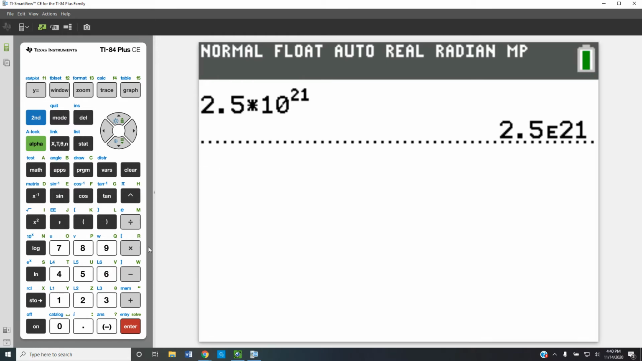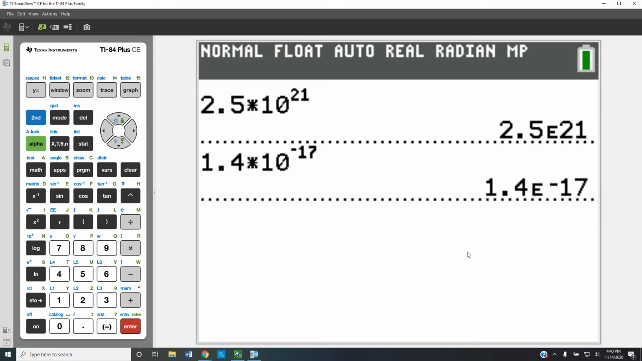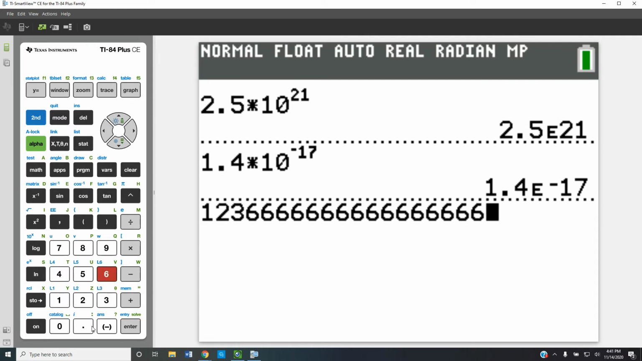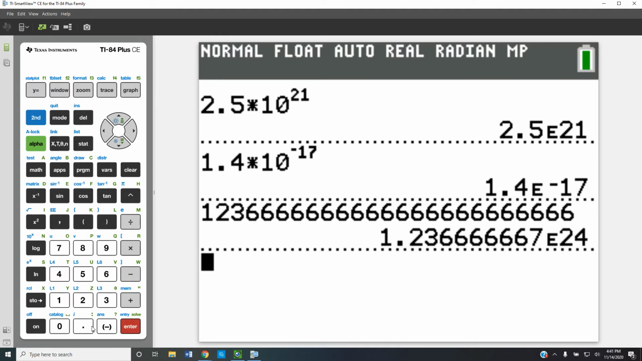If I did this with a small value, let's say 1.4 times 10, and I raise that, let's say to a negative 17 this time, it'll do the same thing. And notice it strikes out the times 10. It's redundant because E means that value. Also, if you put in a number which is very, very big, if I fill up a screen with something and I hit enter, it's going to convert that to scientific notation for me and say, this is too many decimals. We don't need to have these.